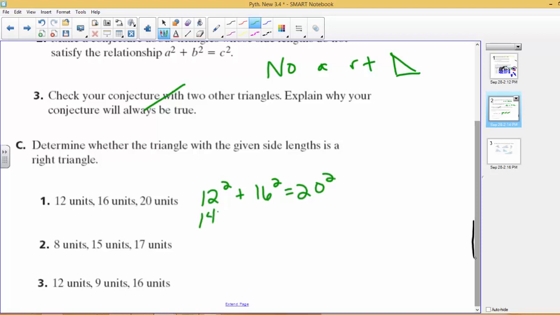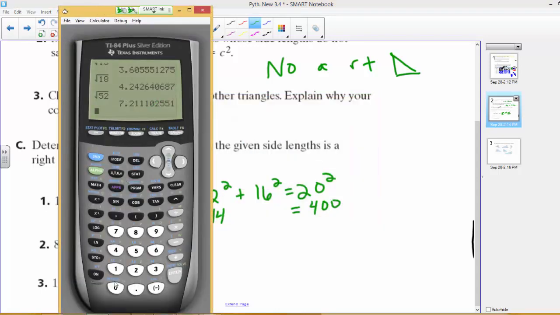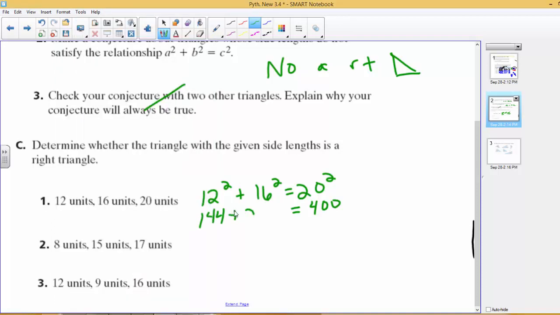So 12 squared is 144. 20 squared is 400. Do you know what 16 squared is? If you don't, you can just grab your calculator and do 16 squared. This little squared button is right here, and it is 256. So if you want to add these on the side, that's 400, and that's 400. So this is very exciting. This is a right triangle.